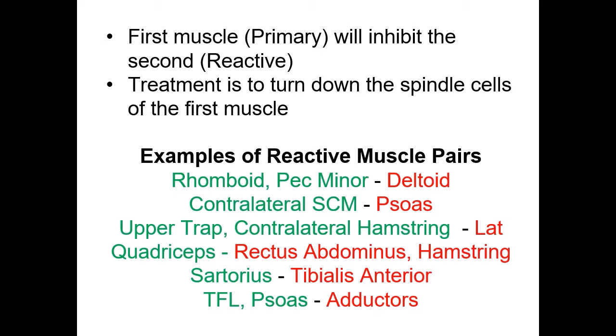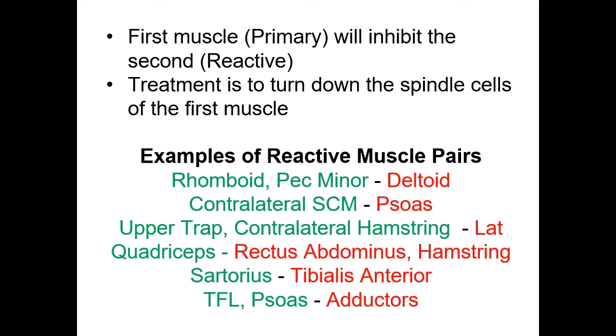Some examples of reactive muscle pairs are the following. Please note this list is not conclusive and there may be other muscle pairs that you can find on your own. Remember, looking for muscles that are hypertonic, or muscles that have been injured, or muscles that have been held in a contracted state or have been overused may be the primary muscles.